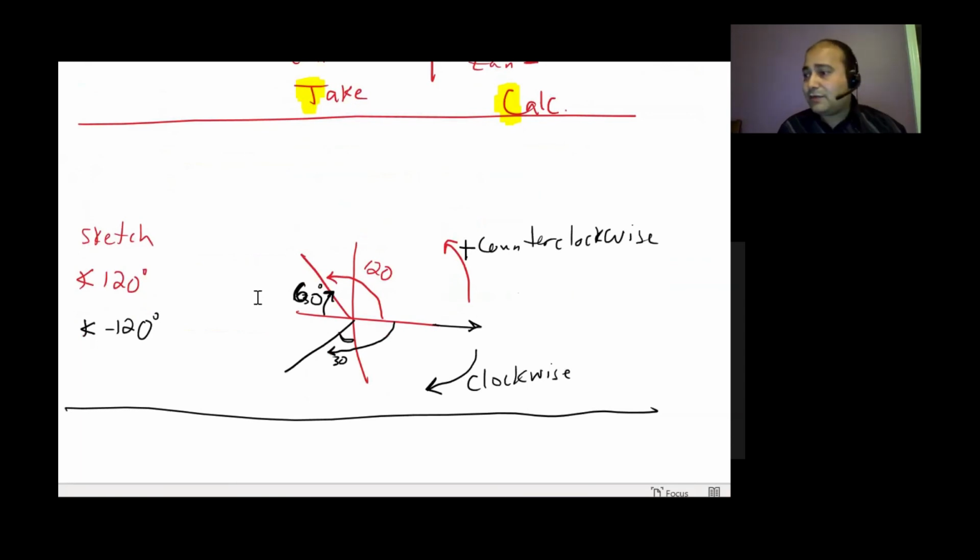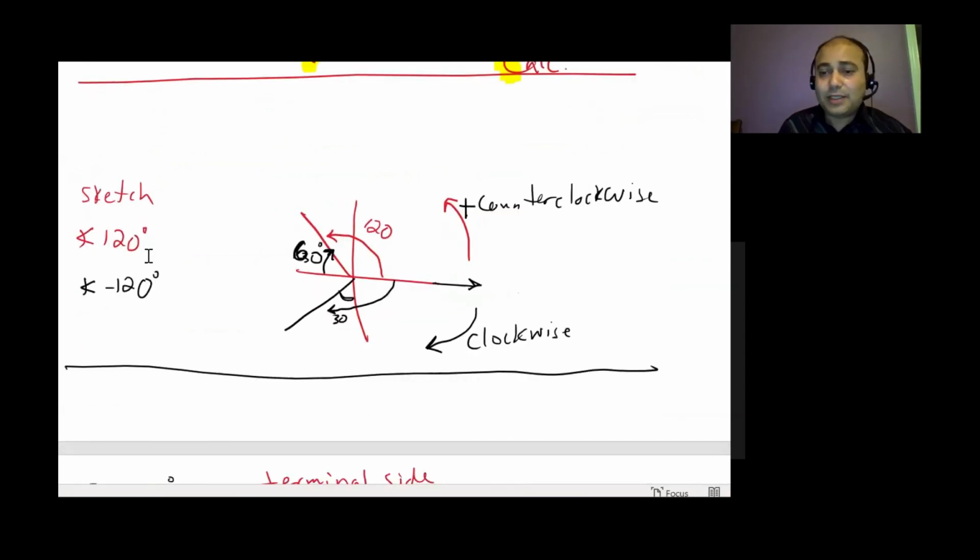Now, the next piece of today's lesson, I asked everybody to sketch angle 120, because if it's a positive angle, you go counterclockwise. If it's a negative angle, you go clockwise. And you must start from the initial side, which is the x-axis right here. You must start from this side. And then you just grab the angle. If it's positive 120, you go this way. If it's negative 120, you go this way.